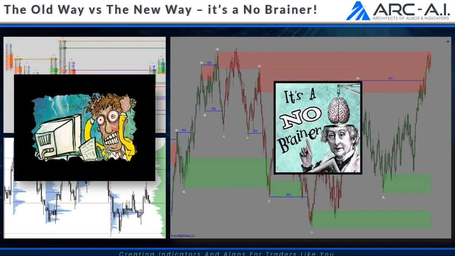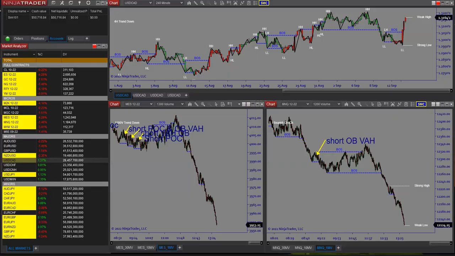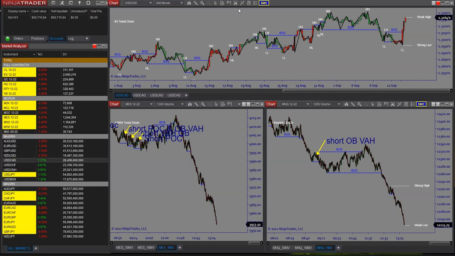So it's a no-brainer, right? Obviously, it's a no-brainer which one we would want to gravitate towards first, okay? So what I want to do now is I want to show you trades, okay? I want to go in and I want to show you the simple setups. I want to go in and teach you some things, okay? So what we're going to do here is I'm going to show you an example.